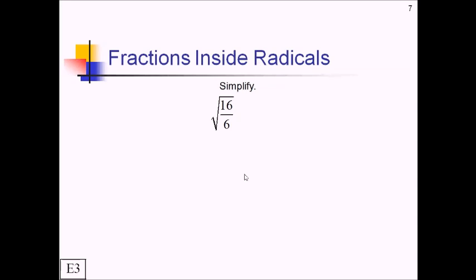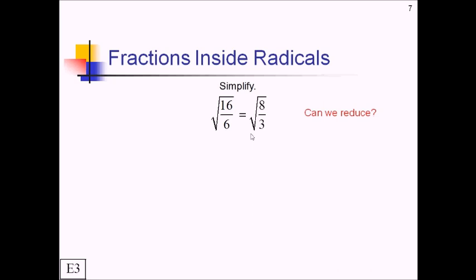We're going to do one more example. And I really like this example because it has so many different things that we need to do to make this simplified. So first thing we should ask ourselves when we have a radical with a fraction inside of it is, can we reduce the fraction inside? And in this case, we can. 16 over 6, that reduces to 8 over 3.